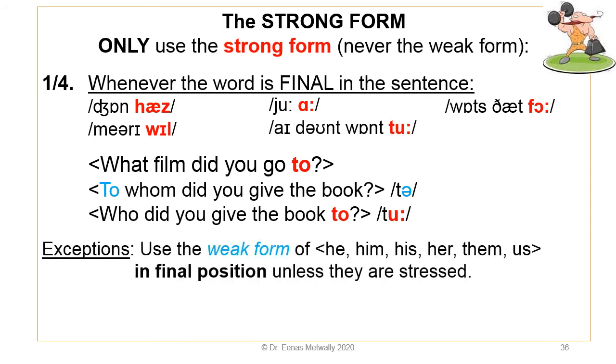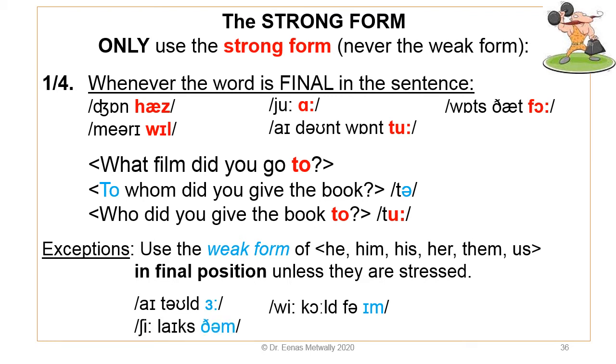There are exceptions. We use the weak form of he, him, his, her, them, and us in final position unless they are stressed. I told her. We called for him. She likes them.